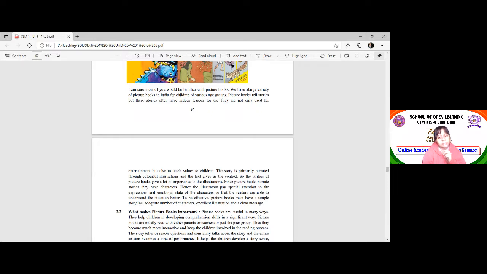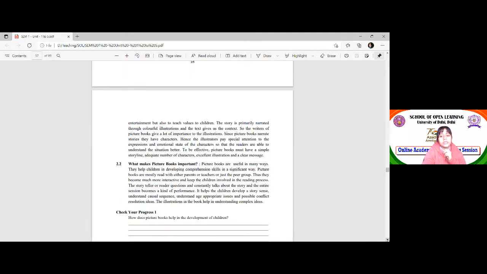Here the illustrators pay special attention to the expressions and emotional state of the characters so that the readers are able to understand the situation better. Like I said, the actual aim is to make the readers aware and make them understand the situation better. Just make them understand what actually is going on. To be effective, picture books must have simple storyline, adequate number of characters, excellent illustration, and a clear message.